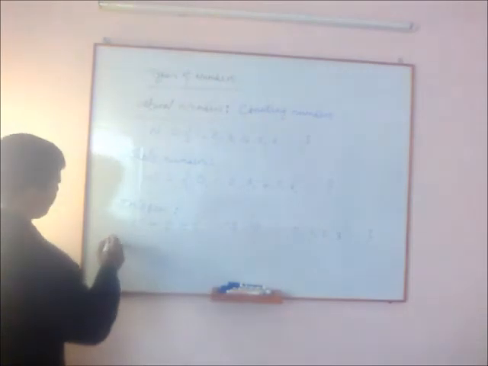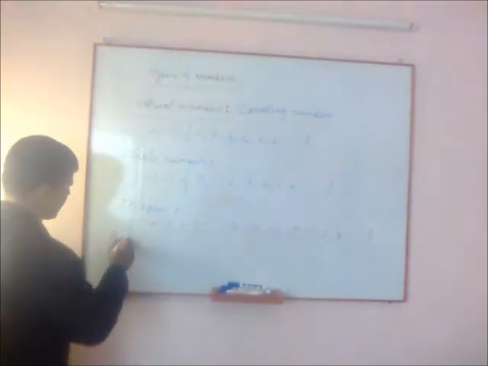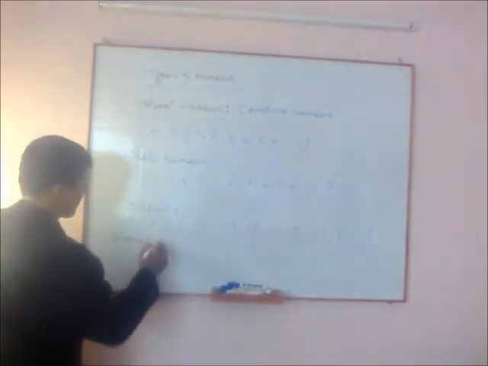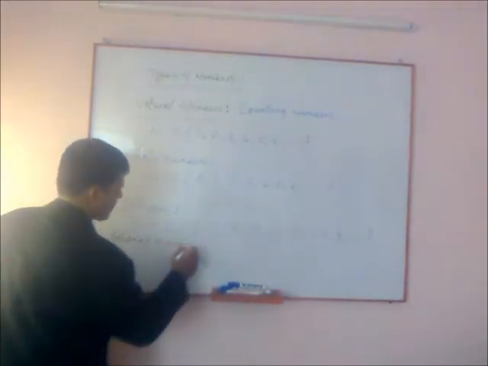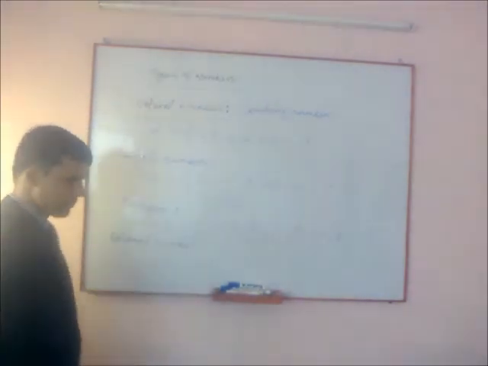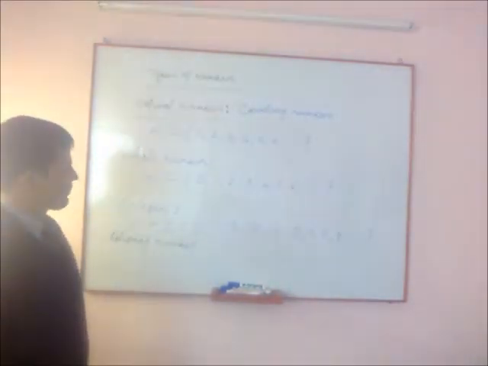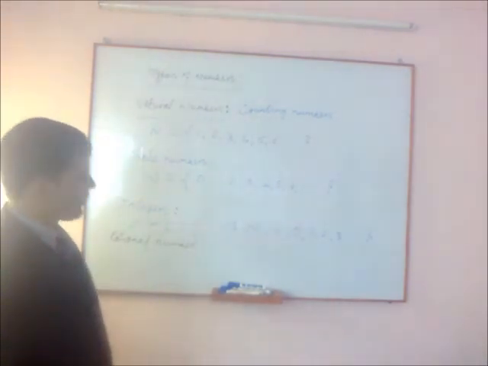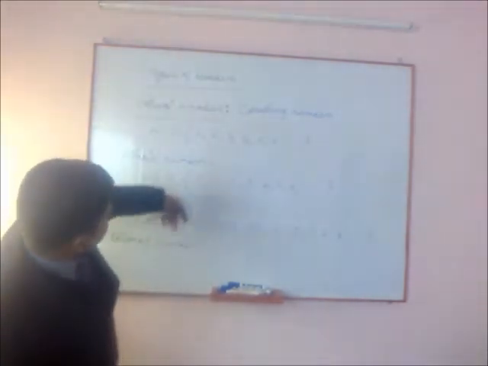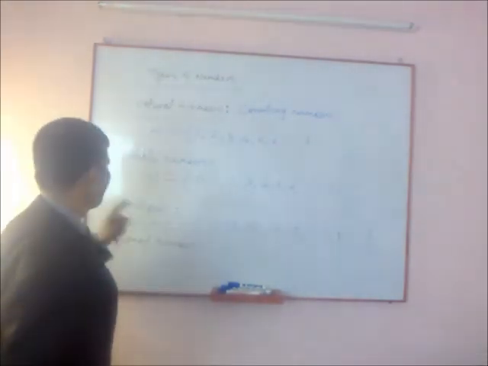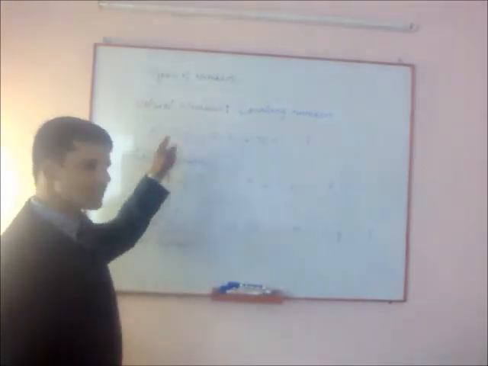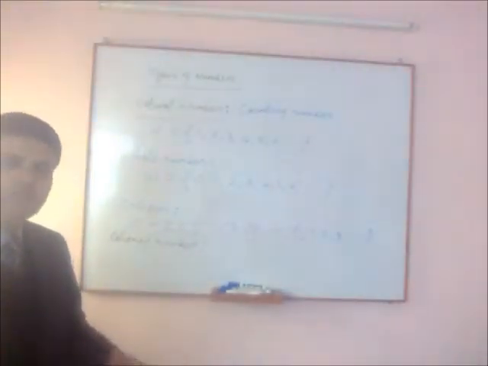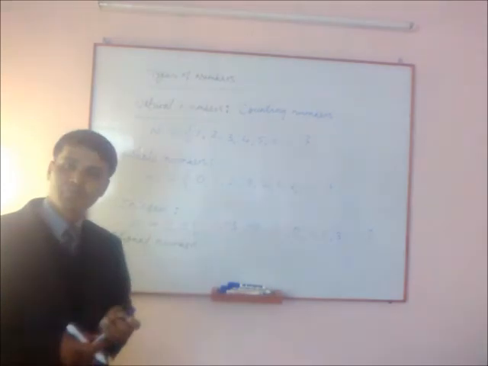Then comes rational numbers. Rational numbers include all these numbers which we discussed earlier, that is all the integers, all the whole numbers, all the natural numbers, and some more. So how are we going to define rational numbers?